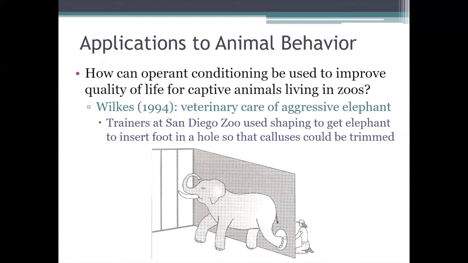So it's a pretty interesting example of shaping in action, and it's yet another example of how operant conditioning can be used to solve a practical problem.